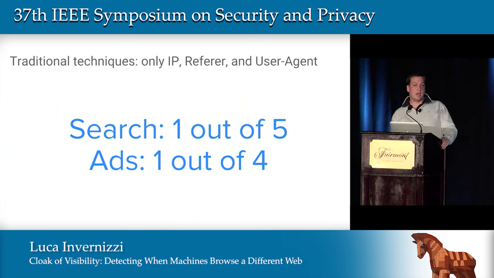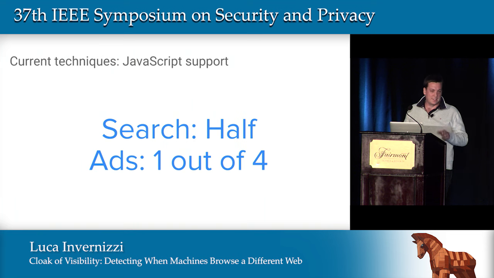The techniques that they use are also interesting. The traditional techniques of IP, referrer, and user agents are just used in 1 out of 5 or 1 out of 4, so 20% of cases, whereas the more recent techniques are much more in use. In search, about half of cloaking is based on JavaScript, and about 1 out of 4 in ads.